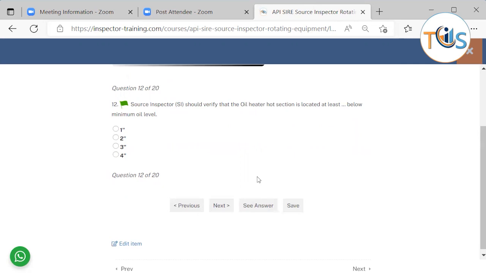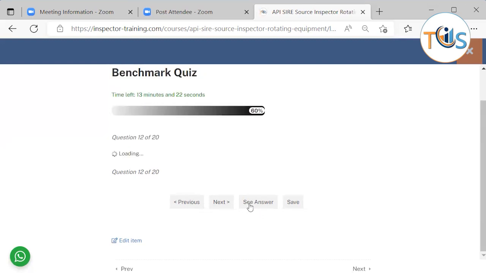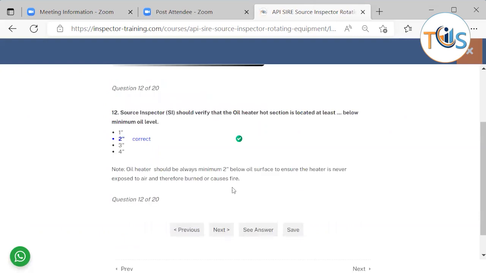Source inspector should verify that the oil heater hot section is located at least 2 inches below minimum oil level. So the heater should be at least 2 inches below minimum oil level.